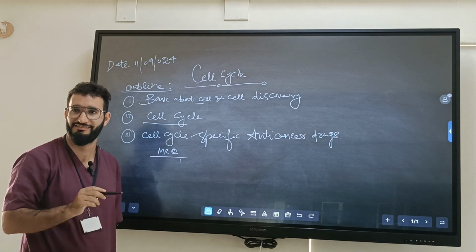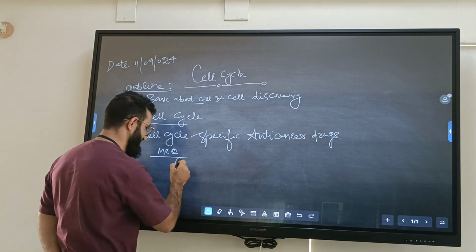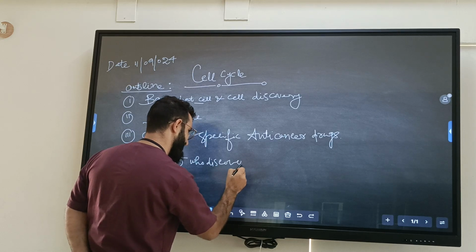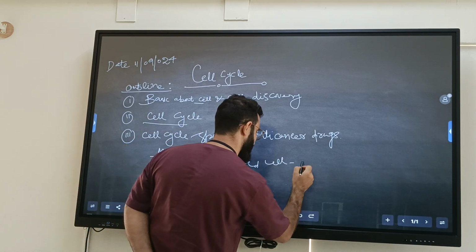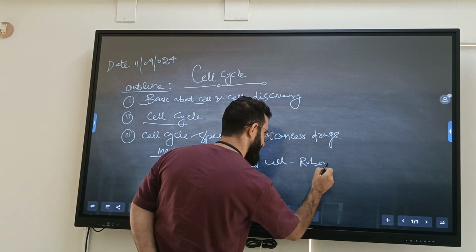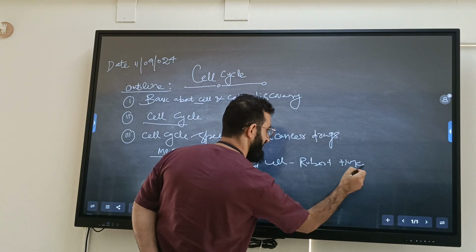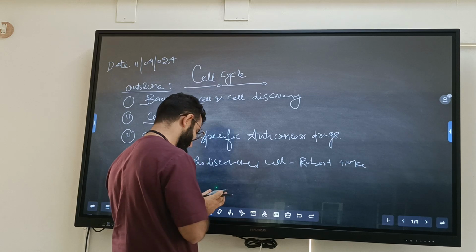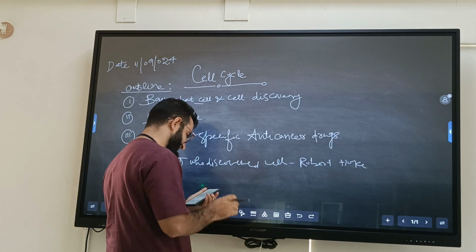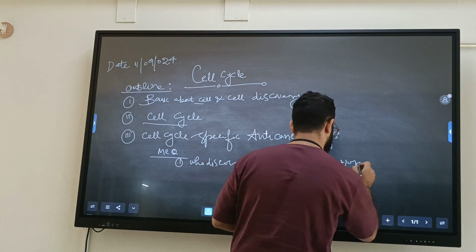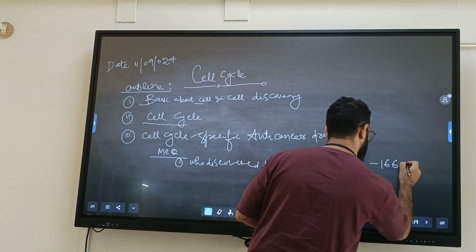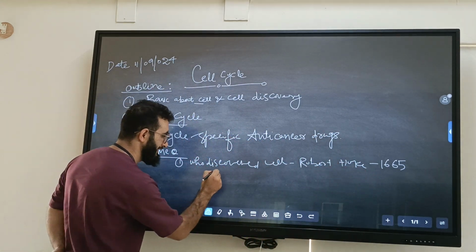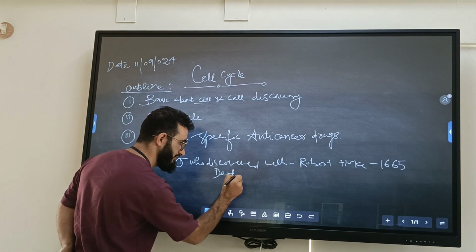Who discovered the cell? Robert Hooke. Okay. When did he discover it? He discovered it in 1665. See, with Robert Hooke, he discovered the dead cells, not the living cells. He discovered dead cells.